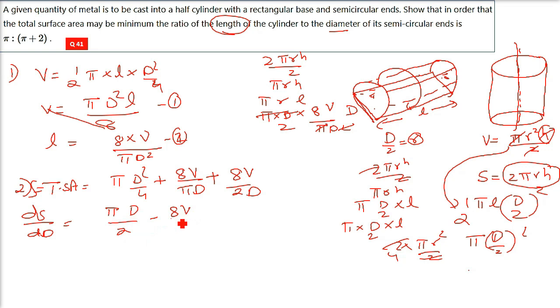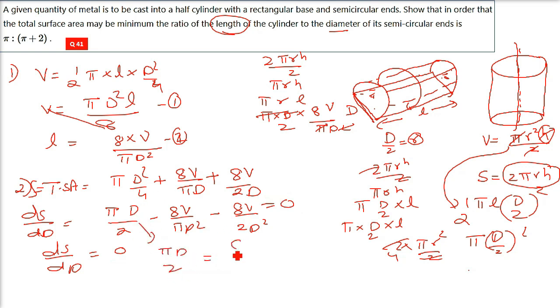So we are differentiating it, and the differentiated value is in front of you: pi d by 2 minus 8V by pi d square minus 8V by 2d square. For a minimum or maximum you have to equate it to 0. Once you equate it to 0, all the negative terms take on the negative sign. Take it on the right, others on the left. So there will be a relationship between V and D.